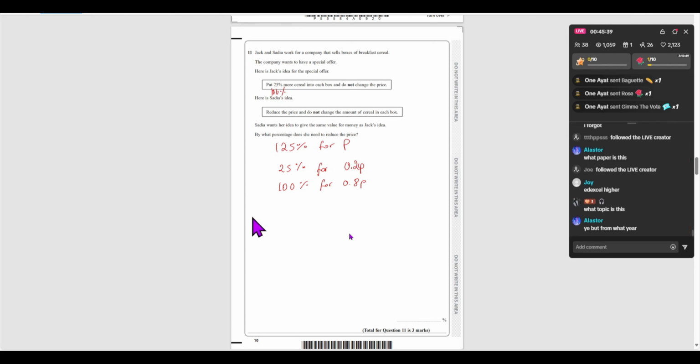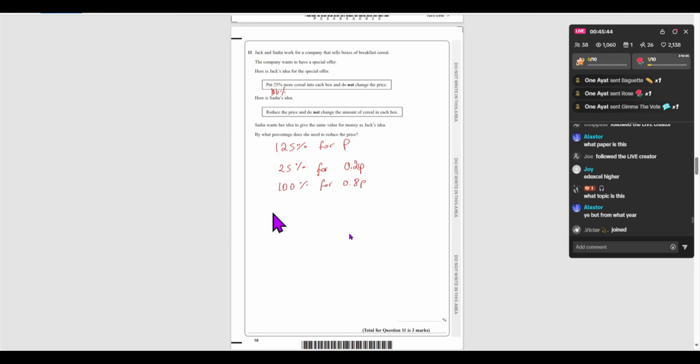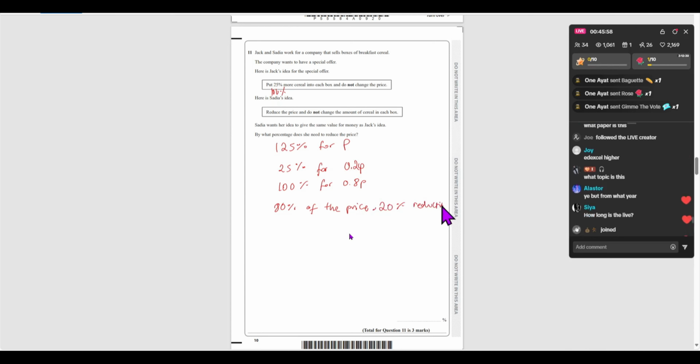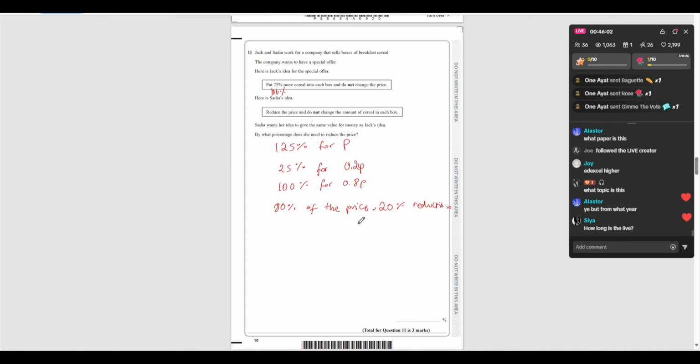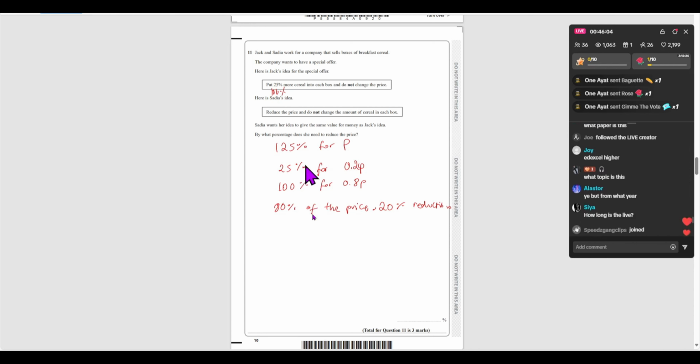We have 80% of the price, 20% reduction. You get 80% of the price, 20% reduction. We just found out by doing some logical maths. And then what percentage you need to reduce the price? 20%.